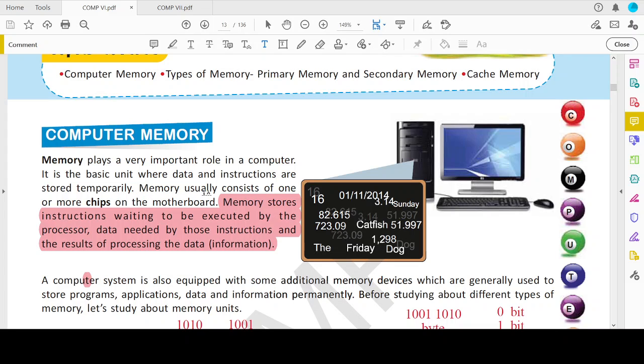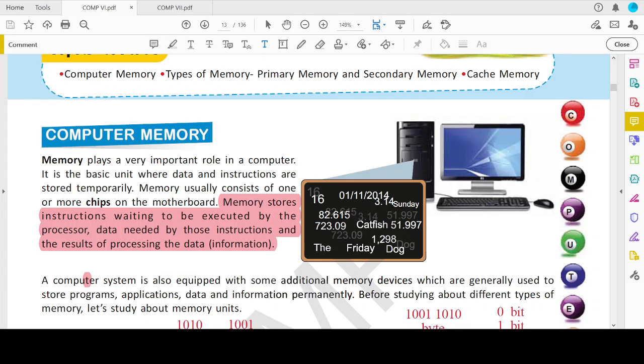Memory usually consists of one or more chips on the board, on the motherboard. It stores instructions waiting to be executed by the processor, data needed by those instructions, and the results of processing the data, that is information. So it stores the instructions that are waiting to be executed by the processor. What does that mean?